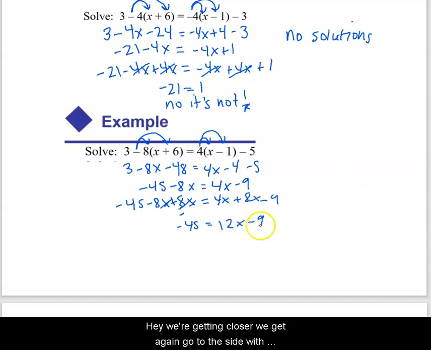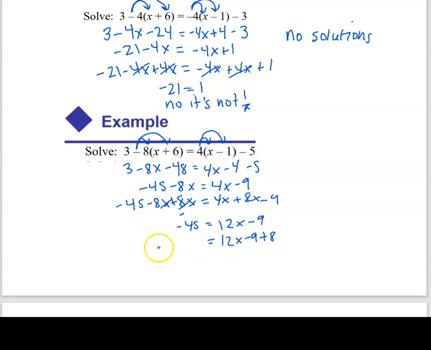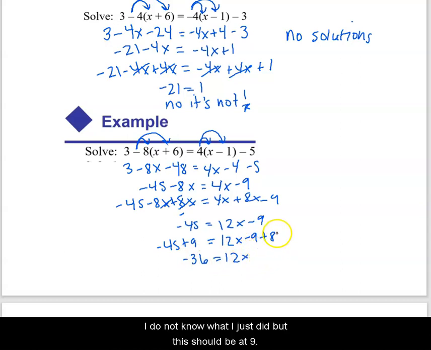Okay, we're getting closer. We got to go to the side with the x on it and get rid of the thing that's not attached to the x. So I'm going to say to get rid of a -9, we could add 9. But if we do it on that side, we also have to do it over here. So that's going to be -36 equals 12x. I do not know what I just did, but this should be a 9. Sorry about that. Just in a hurry, I guess.